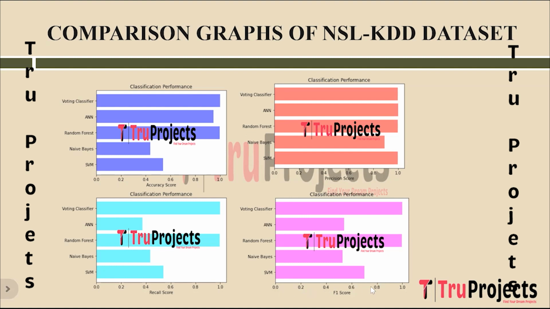This is the F1 comparison graph. On the x-axis we have F1 score and on the y-axis we have algorithm name. F1 score is the harmonic mean of precision and recall. It is a balanced measure that considers both false positives and false negatives. It is calculated as 2 times the product of precision and recall divided by the sum of precision and recall. It provides a single metric that balances precision and recall, making it useful when we want to consider both false positives and false negatives in the evaluation.